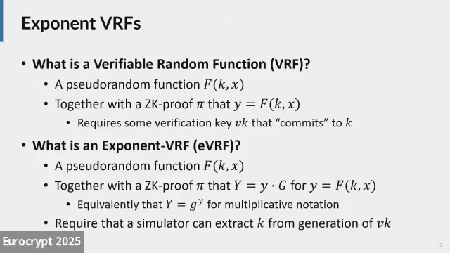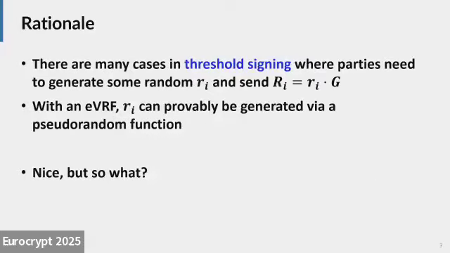And we also require that there's a simulator that can extract the private key k from some key generation phase, and that enables you to simulate because you already know what the private key is, so I can know into the future what values this party, if they're corrupted, is actually going to provide. So that's an exponent VRF.